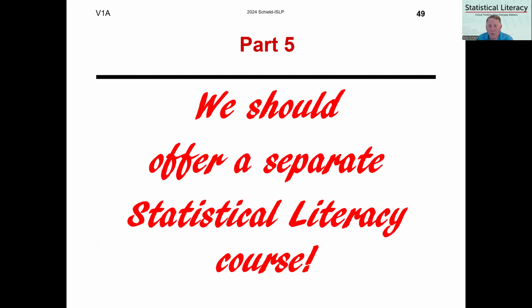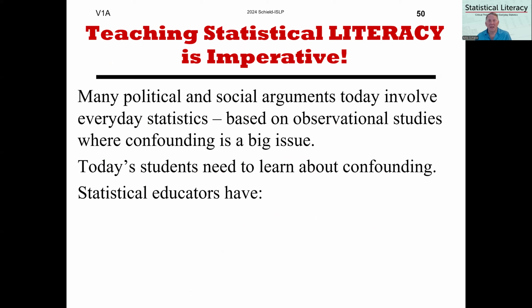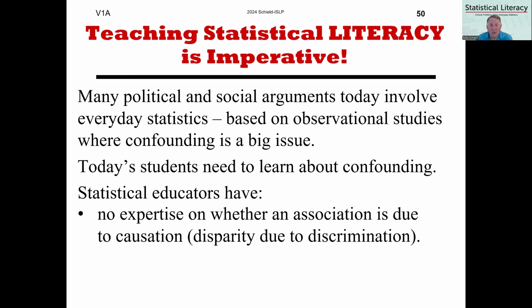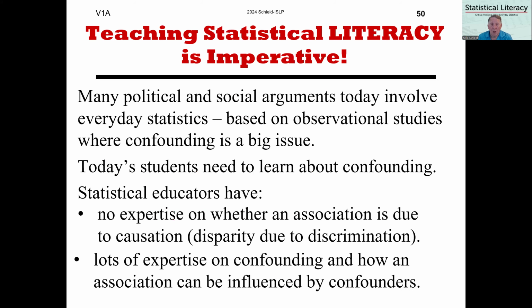Part 5, we should offer a statistical literacy course. Why? It's imperative. Many, if not most, political and social arguments today involve everyday statistics based on observational studies. Confounding is a big issue. So I say students have no expertise on whether an association is due to causation, whether a disparity is due to discrimination. Draw a bright red line. But we have lots of expertise on confounding and how an association can be influenced by confounders.